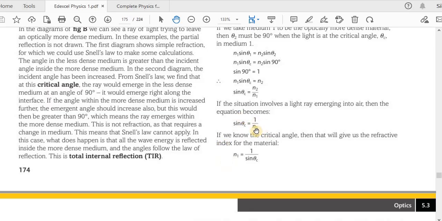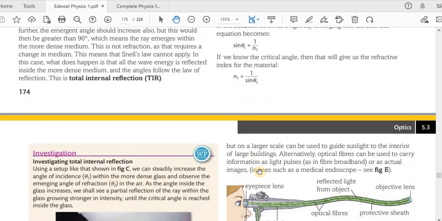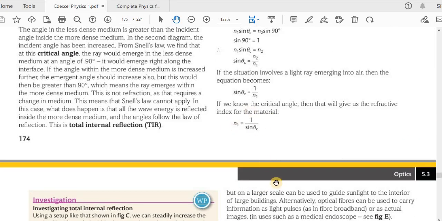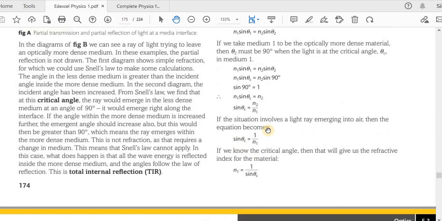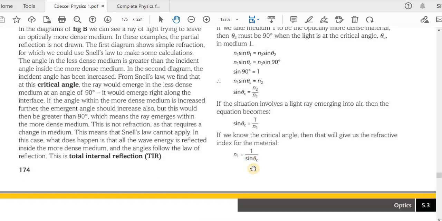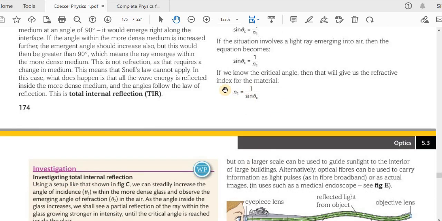So we can use this equation, n1 equals 1 over sin theta c. Now remember, in this case n2 is equal to 1, because n2 is the refractive index of air. The outside material, n2, the second material, okay, 1 is for the first material, 2 is for the second material, is air. Then only you can use this equation.